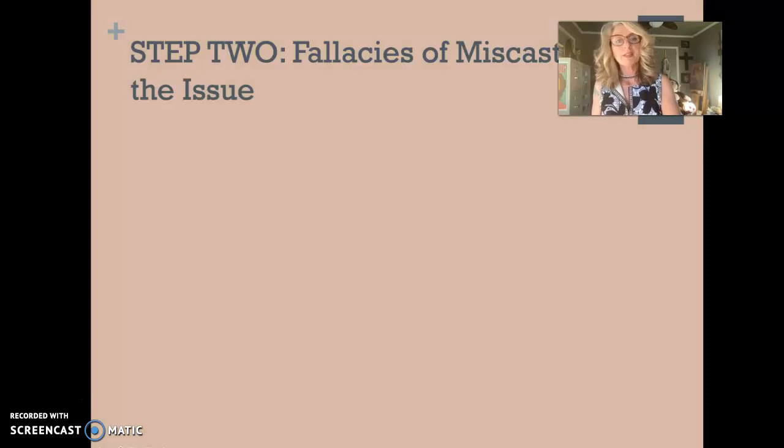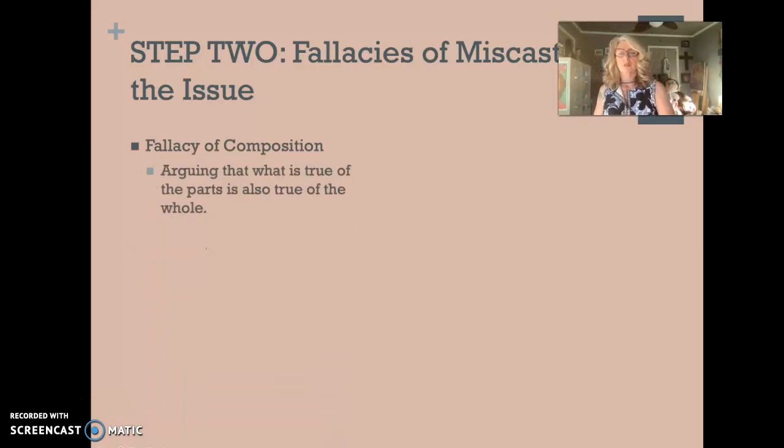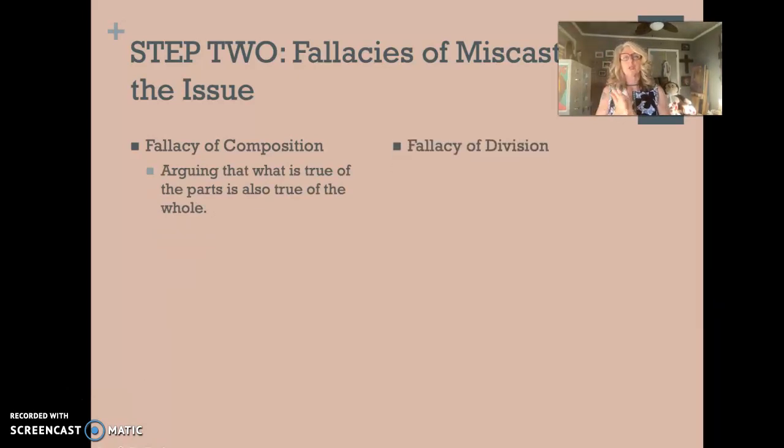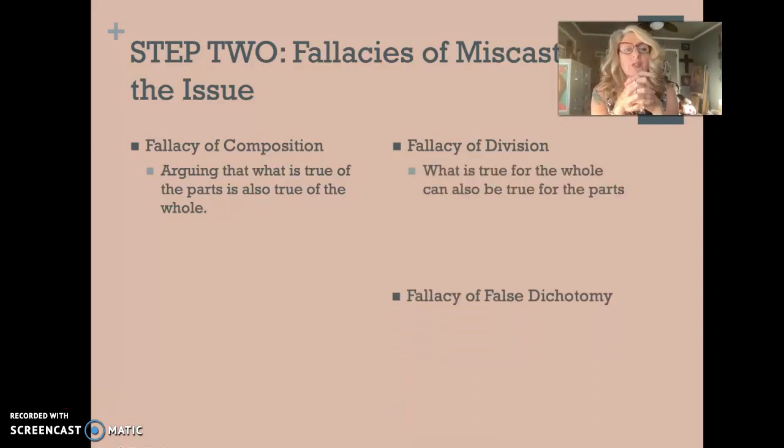Okay, fallacies of miscasting the issue. Fallacy of composition. So we've got a fallacy of composition and a fallacy of division. One is the opposite of the other. Fallacy of composition, arguing what is true of the parts is also true of the whole. Fallacy of division is what is true of the whole is also true of the parts. So let's start with fallacy of division.